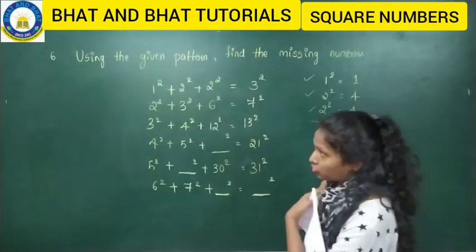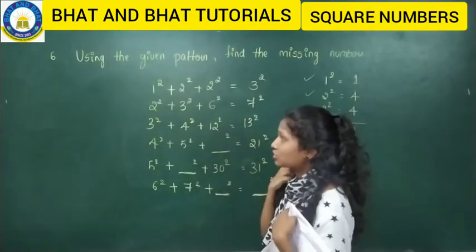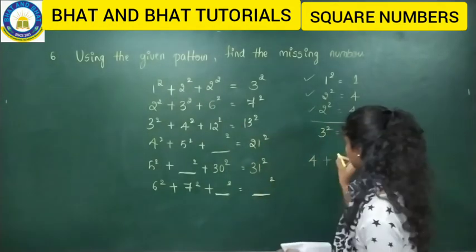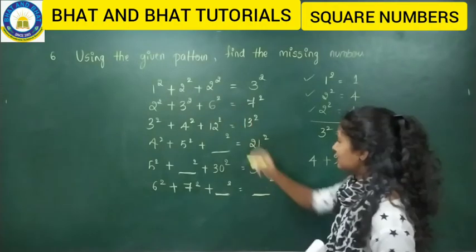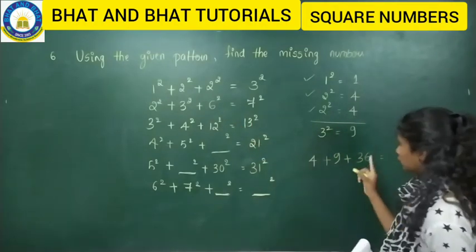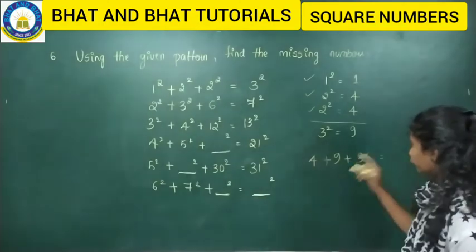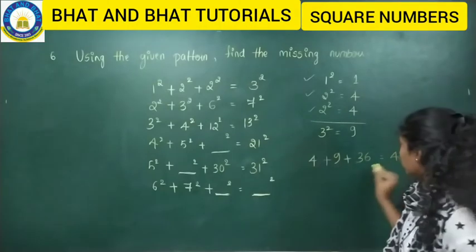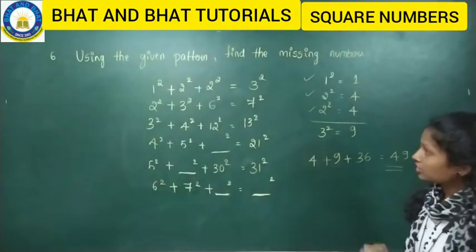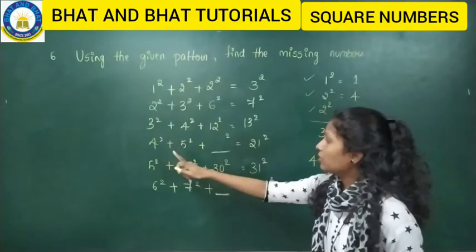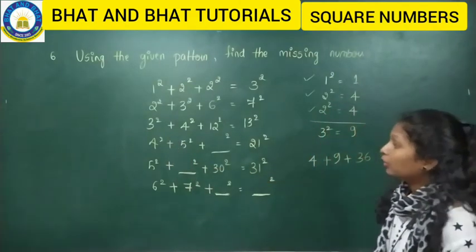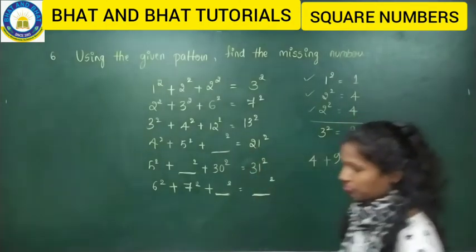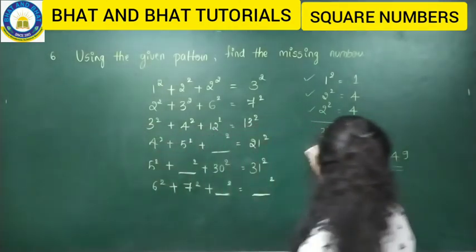In the same way, see here, 2 square, that is 2 2s are 4, plus 3 3s are 9, plus 6 6s are 36. 36 plus 4 is 40, 40 plus 9 is 49. And 7 7s are 49. Got this? In the same way here also. But which number should you add to get this number? That is the question. See that now.